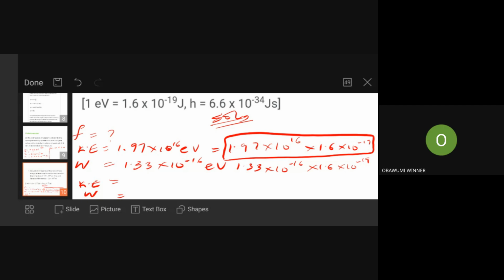I can't hear you. If I heard it clearly, you said 3.152 times 10 raised to the power minus 3 joules. All right. So also change the work function to joules. What will it be, by multiplying 1.33 times 10 to the minus 16 by 1.6 times 10 to the minus 19?